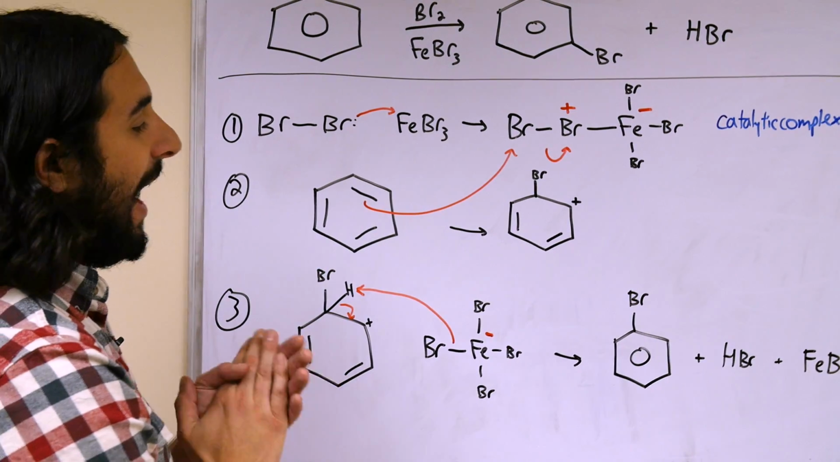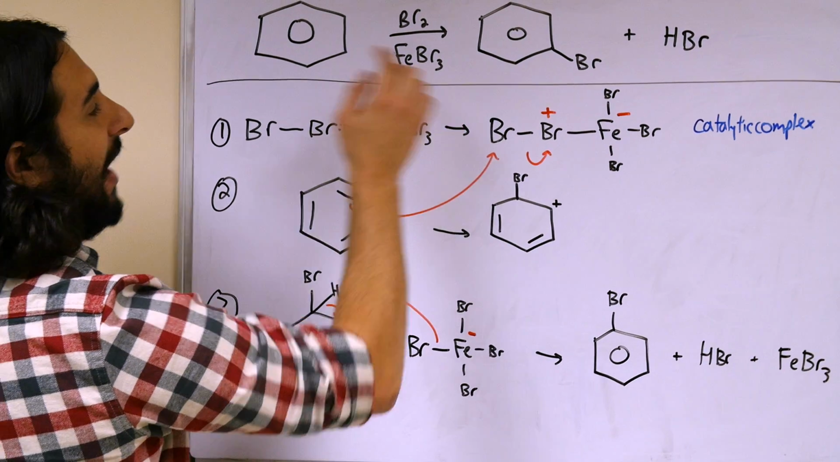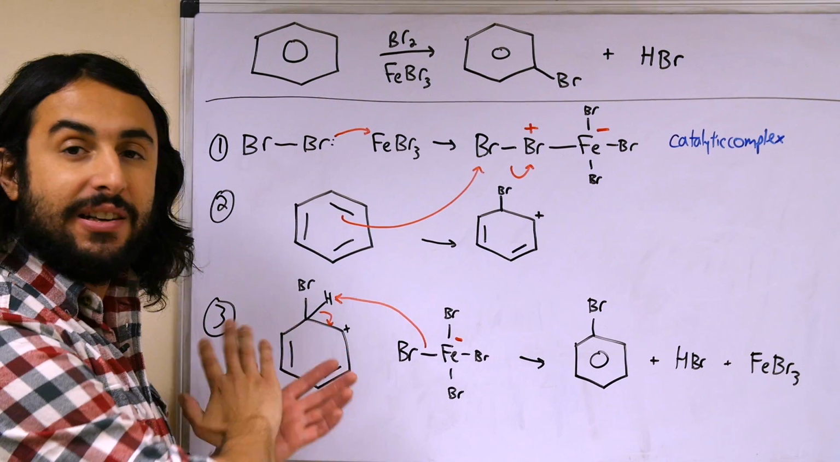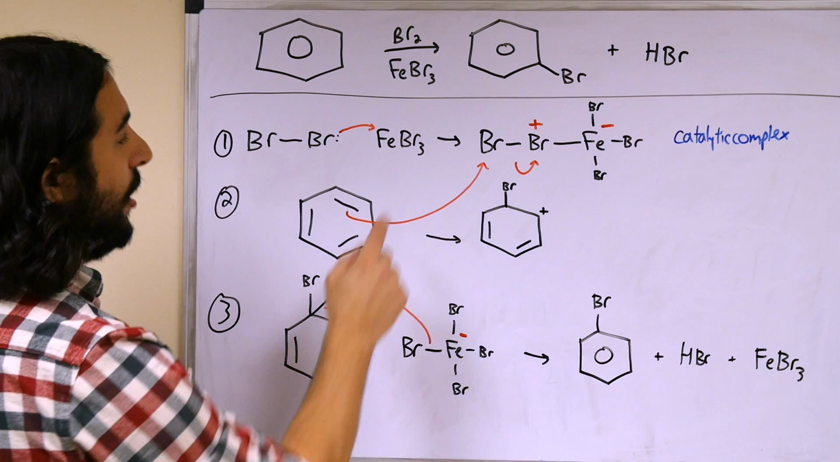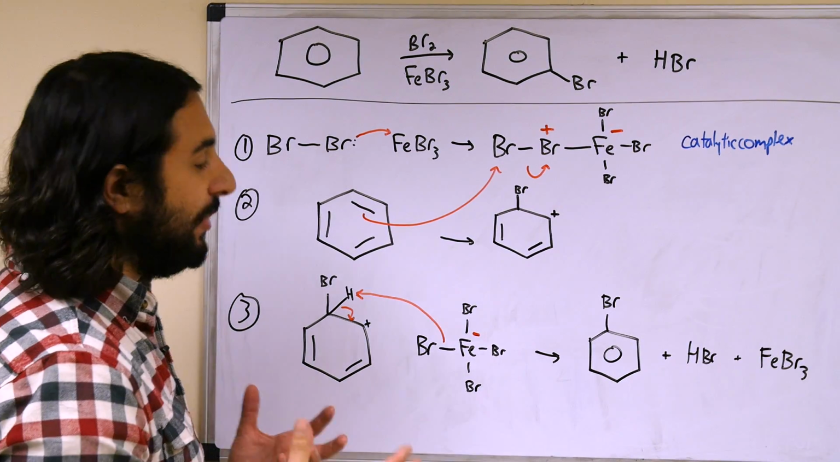This is how halogenation would work. If it were chlorination, this would be Cl2 and FeCl3, and the mechanism would be absolutely identical, just replace every bromine with a chlorine. And so that's how this is going to work.